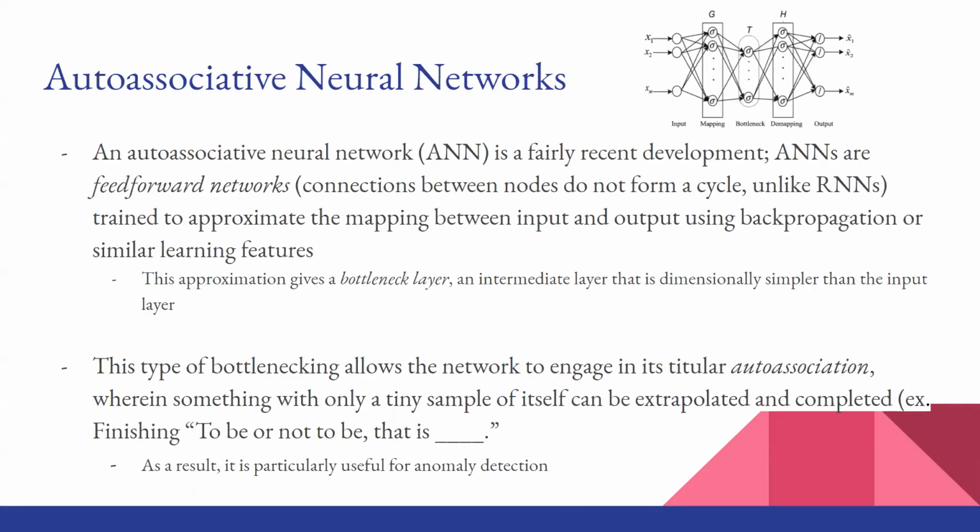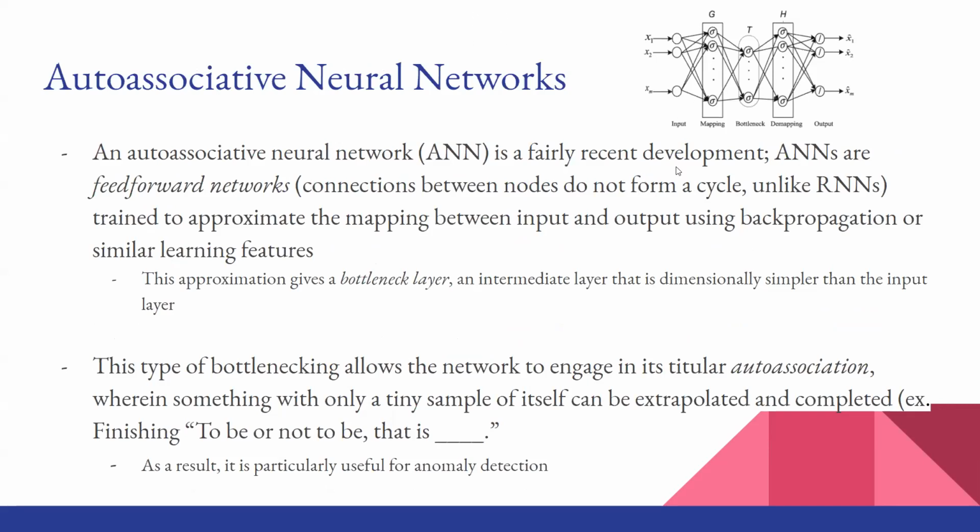Next are auto-associative neural networks. An auto-associative neural network, ANN, is a fairly recent development. These have only come back in the last, well, it's 2021, so five or six years now. ANNs are feed-forward networks, connections between nodes that do not form a cycle, unlike RNNs, trained to approximate the mapping between input and output using backpropagation or similar learning features.